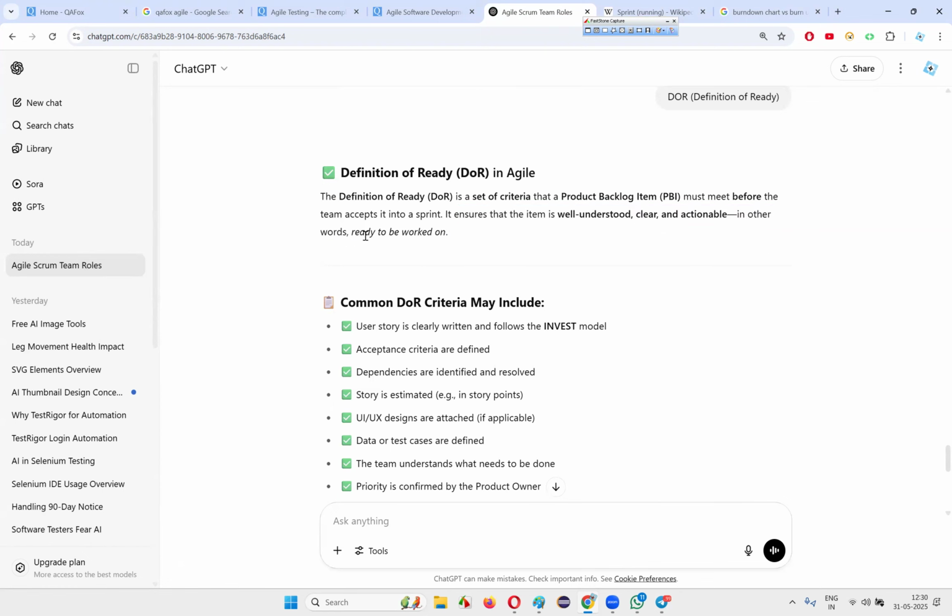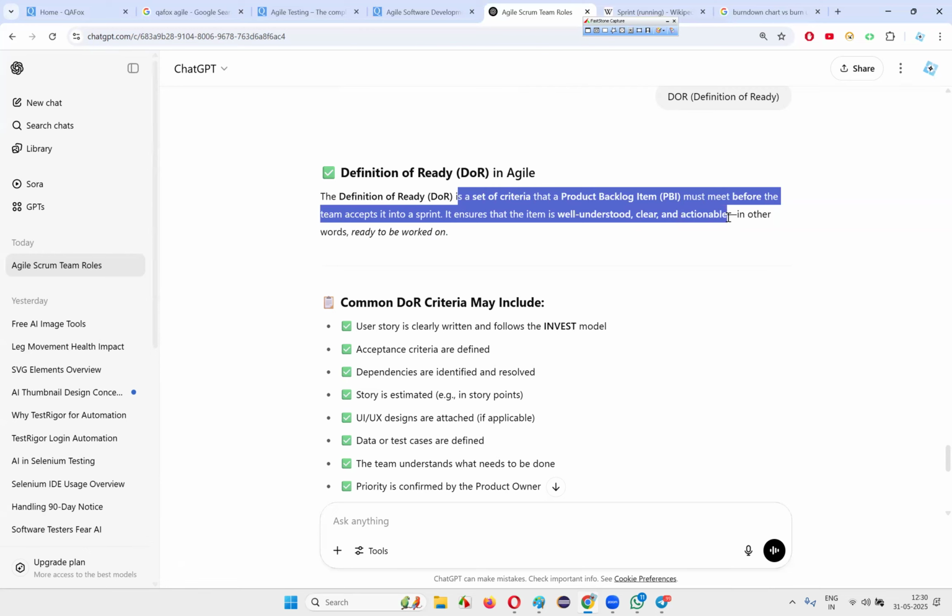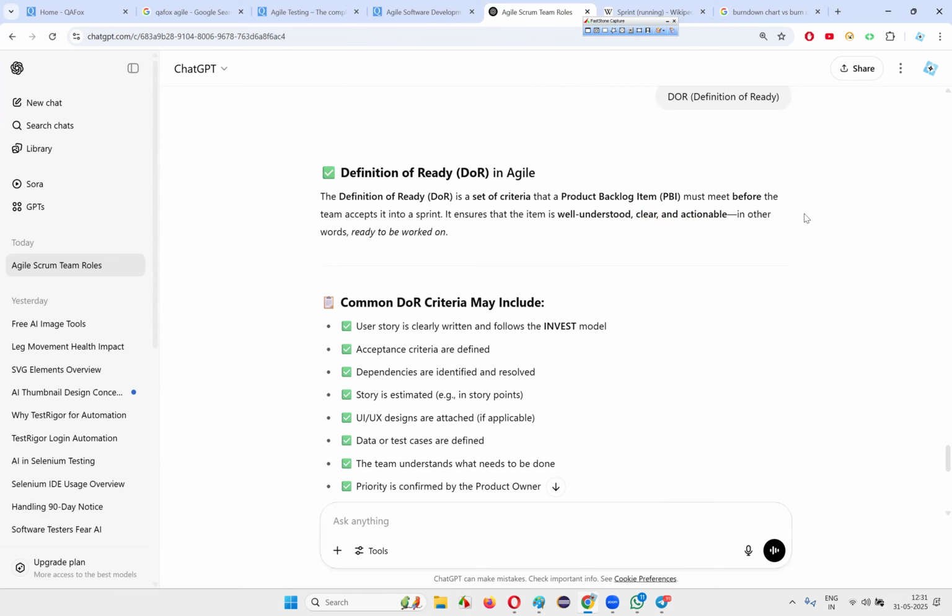Ready to be worked on. You see, the product owner has created the user story and has entered the proper details into that user story, and everyone in the development team has understood the user story, and they know what to do. Then it can be considered as definition of ready.